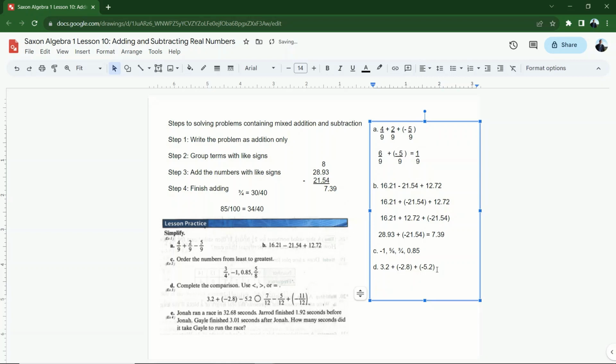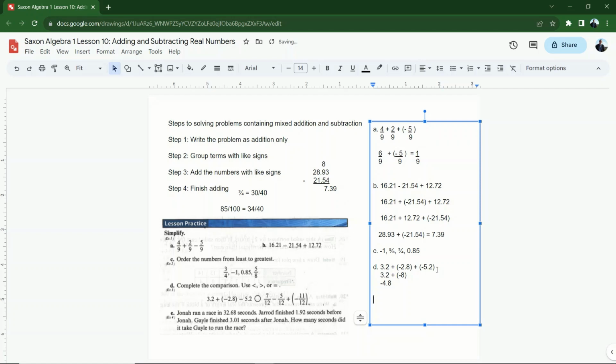Then the next thing I'm going to do is group terms with like signs, but I already have the two negatives on the right. So I'm going to add the numbers with like signs. It's going to be 3.2 plus a negative, and this is going to be negative 8. Okay, 3.2 plus negative 8. I find the difference between those. That's going to be 4.8, and then I keep the sign that has the greater absolute value. Well, 8 has a bigger absolute value than 3.2, so this is going to be negative 4.8 as my answer.